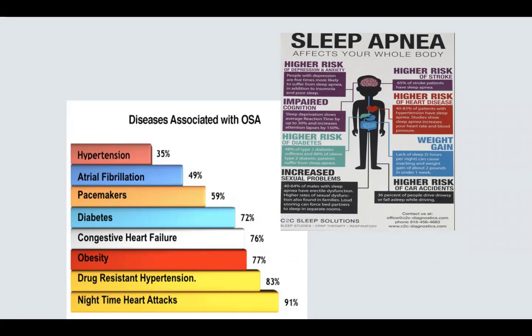If you look at the left and you look at the diseases that are associated with obstructive sleep apnea, from hypertension to diabetes, obesity, the bottom is the scariest one: nighttime heart attacks. The biggest incidence of nighttime heart attacks is in young men who either have undiagnosed or untreated obstructive sleep apnea. And this could be young men. And so that's kind of scary. 91% of these people may be in line for that. That's a scary statistic.